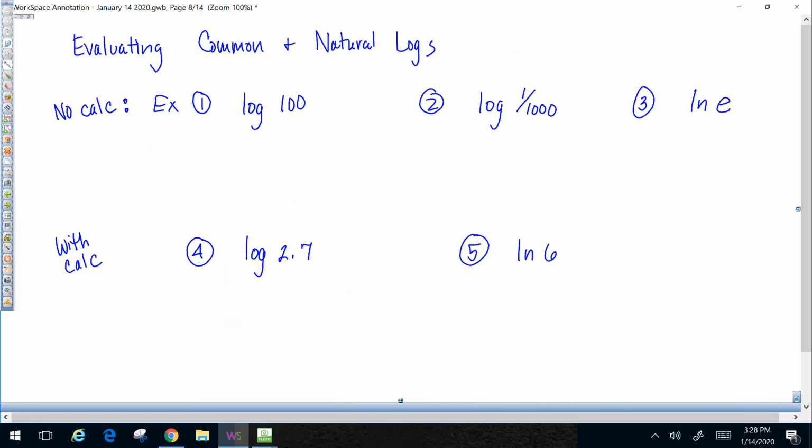Now, we're going to evaluate logs. And on your quiz Friday, part of it will be calculator, part of it will be no calculator. So that's how I'm going to break this up. Some no calc, some calc.